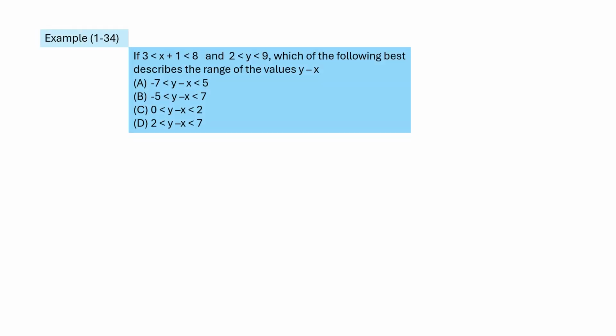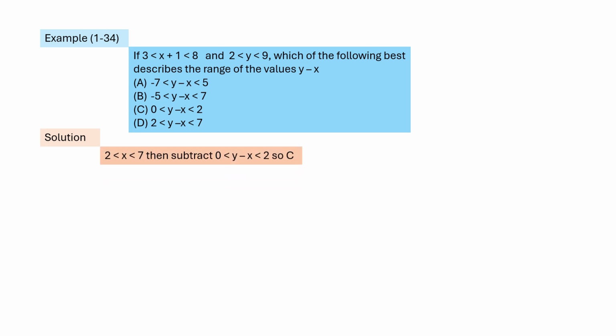Example 134. If 3 less than x plus 1 less than 8 and y is between 2 and 9, which of the following best describes the range of y minus x? First of all, solve for x in the middle with respect to the first inequality, and subtract the two inequalities from each other. So 2 minus 2 will be 0 less than y minus x less than 2. So you will choose C.